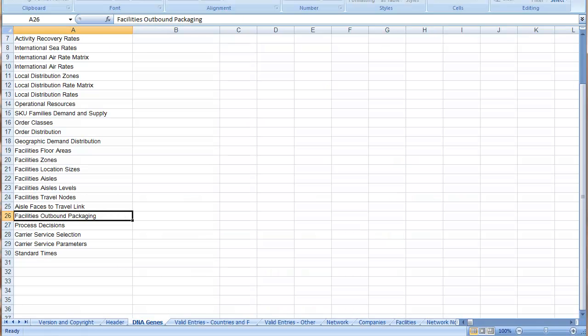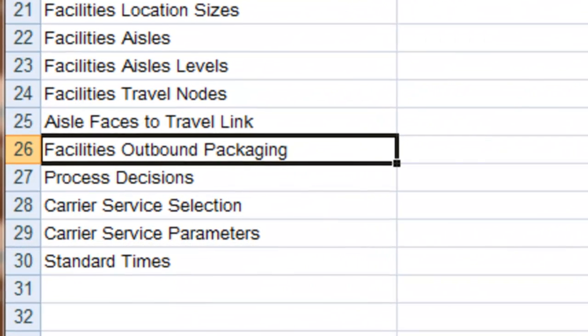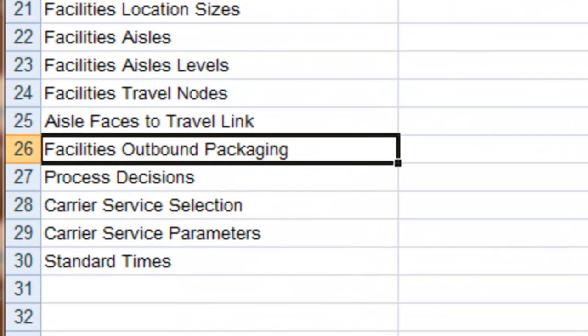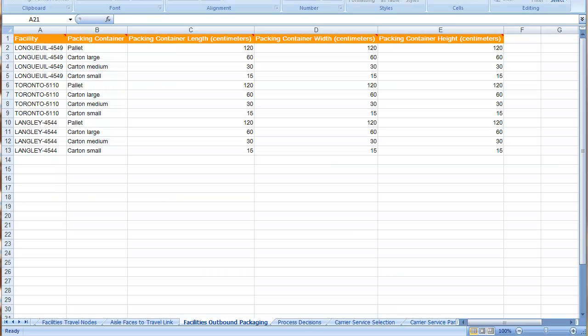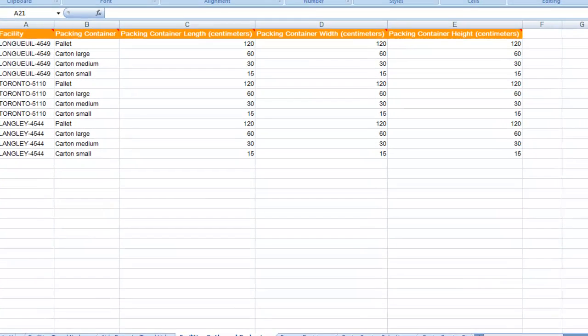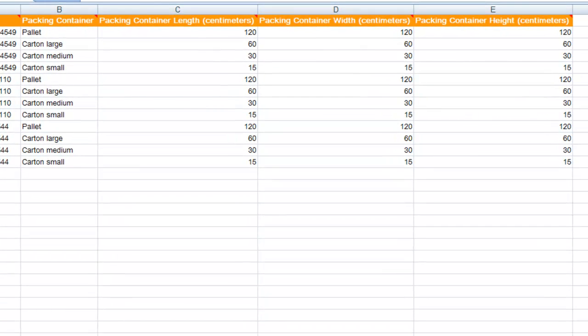Next, we discuss the facility's outbound packaging gene. Outbound packaging materials are the packing containers that will be available for use in the facility outbound process. Packing container identifies a packing container, such as different sizes of cartons, that may be used in the facility during the outbound process. Packing container length, width, and height define the dimensions of a packing container.